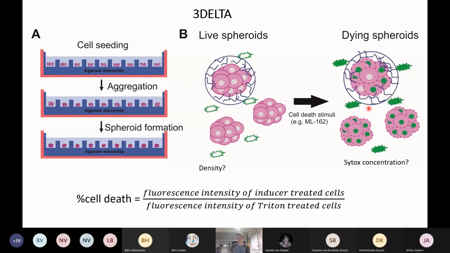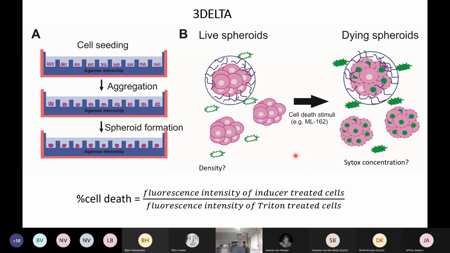As mentioned before, cell death was induced using either ML162 or RSL3, and also different inhibitors for apoptosis, necroptosis, and ferroptosis were used to determine the specific cell death type that was induced. At the end of the assay, all cells are permeabilized using Triton X100, a detergent, to determine 100% of cell death. The percentage of cell death is then calculated as the ratio of the fluorescence intensity measured after 24 hours of treatment with the inducer to the fluorescence intensity measured after Triton treatment.